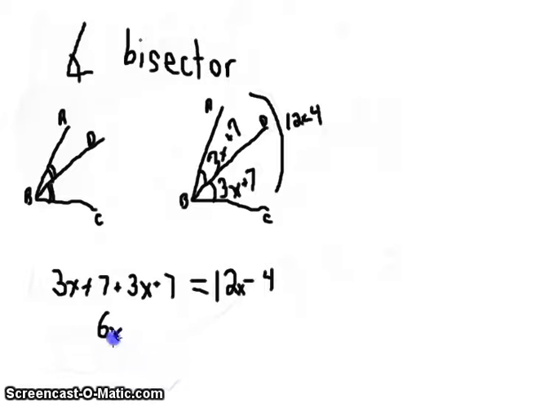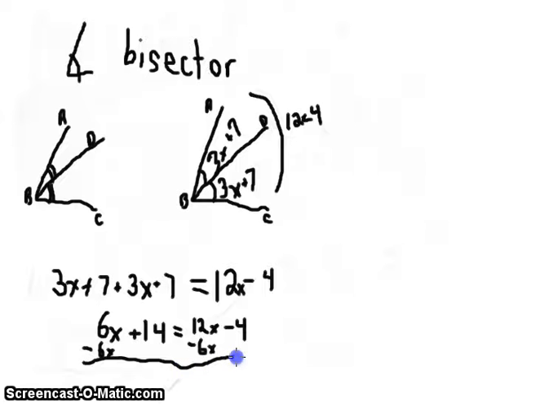So we'll end up here with a 6x plus 14, and we should equal, since we just combined our like terms, the whole thing, 12x minus 4. Alright, so now, looks like algebra class here. So now we want to get all the x's to one side, all the whole numbers to the other side. I like keeping my variables positive. So I'll subtract the 6x from this side. And you always want to do the opposite, and then bring it to this side, so minus the 6x.